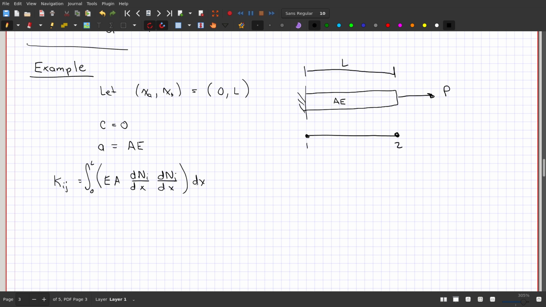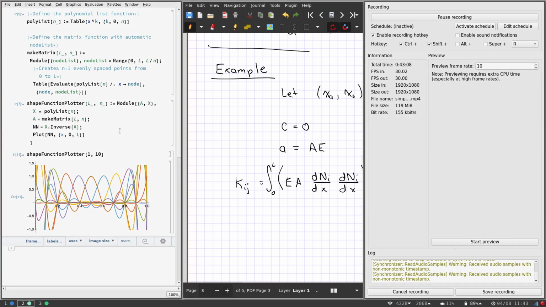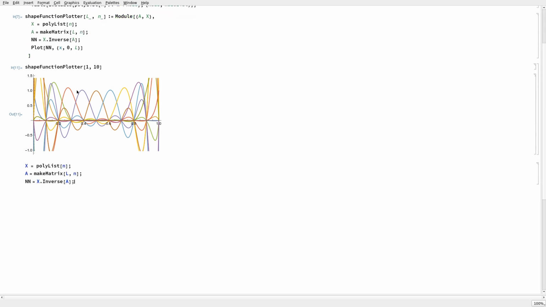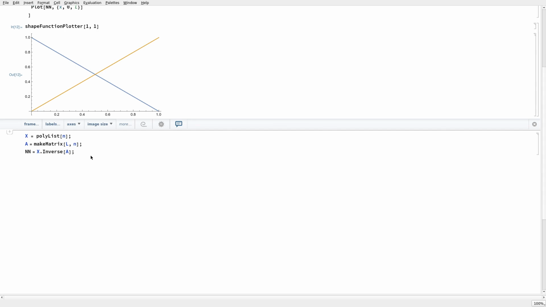Okay, let's see if I can work this in Mathematica. I don't have any notes, so I'm doing it live. And sometimes that gets me into trouble. Okay, so I'm going to take this piece of the code here, put it here. So just for reference, this is the shape functions we're using, okay?